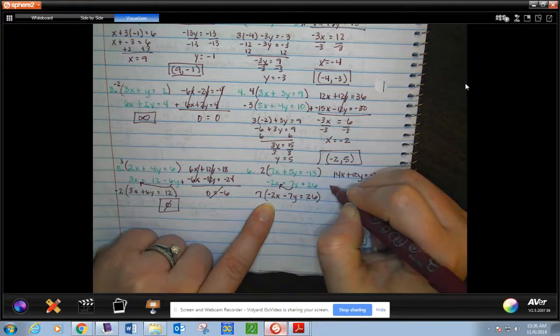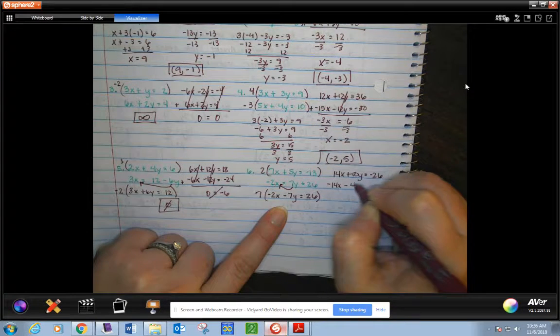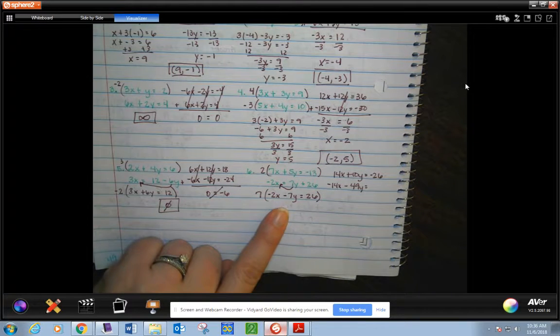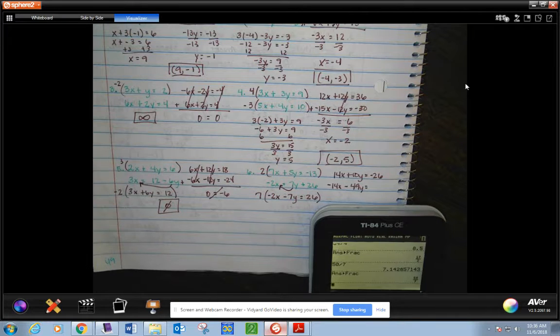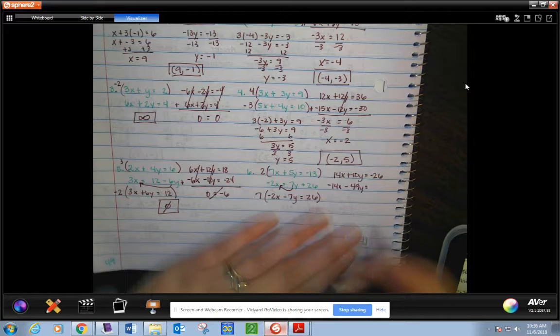So that gives me negative 14x minus 49y equals, and if you need your calculator for this, I haven't told y'all you can't use calculators. So if you need your calculator, 7 times 26, and that gives you 182.